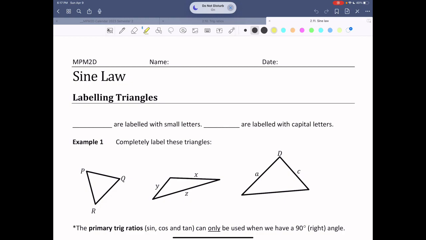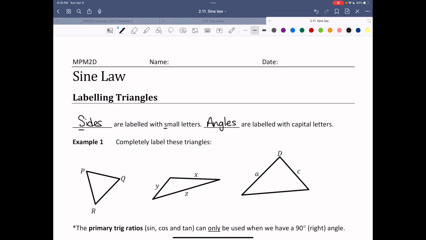Welcome to grade 10 academic math, and today's lesson is the sine law. So let's review a couple of things about triangles and labeling triangles that are super important. The first thing is that sides are always labelled with small letters. Okay, sides labelled with small letters. S for small. Whereas angles are labelled with capital letters.